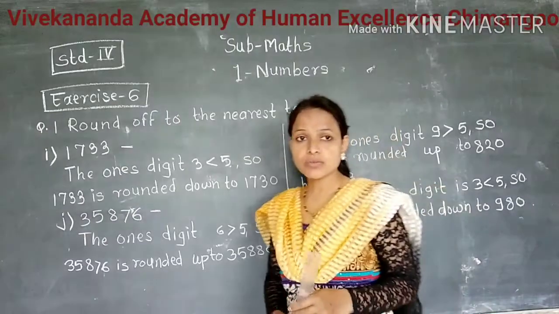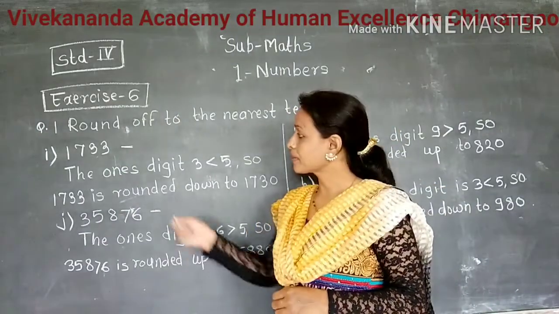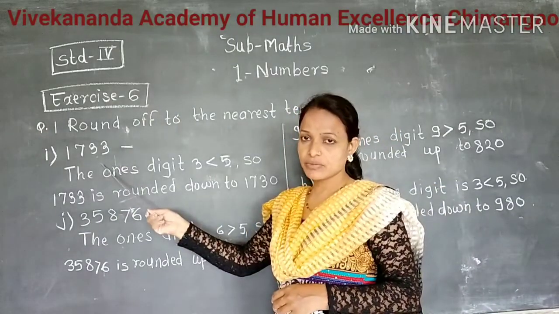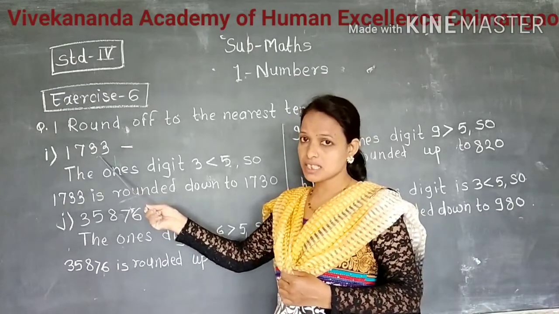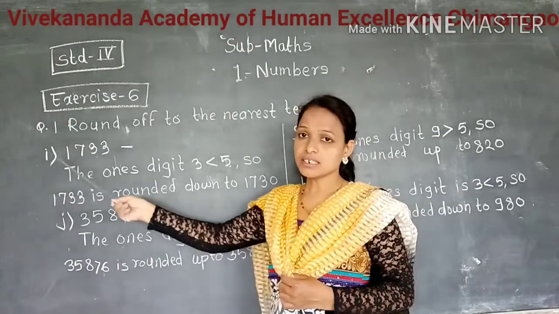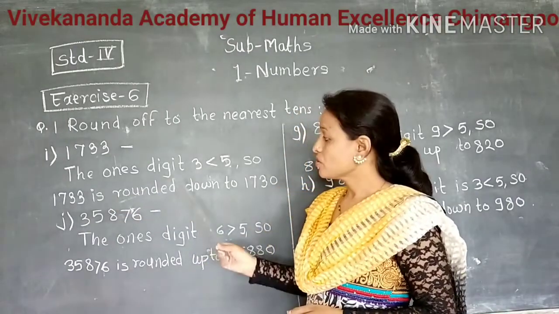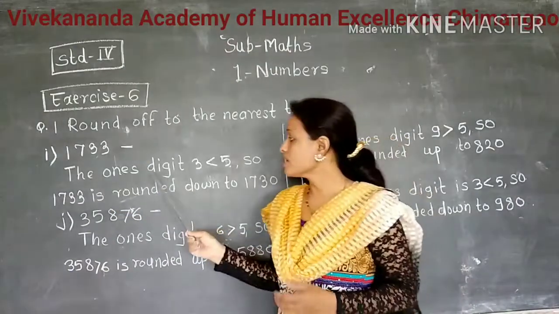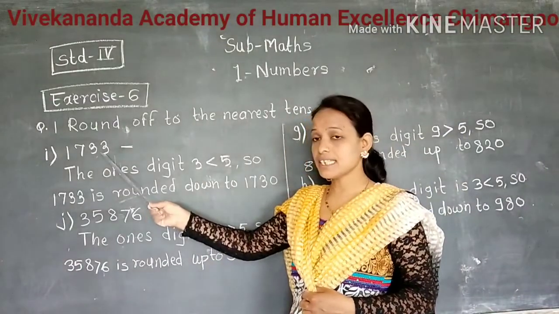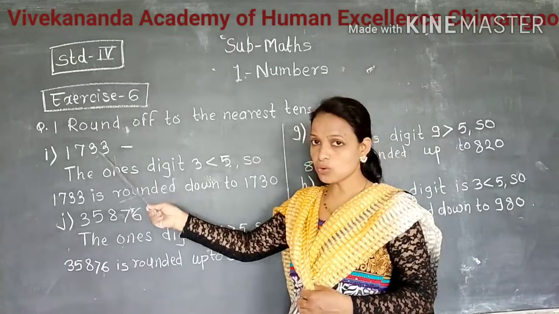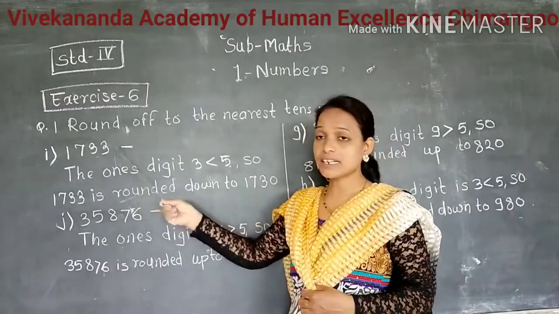Next, 1733. Here the ones digit is 3, which is less than 5. So the ones digit is replaced by 0 and the remaining keeps the same. So what is your answer? The ones digit 3 is less than 5. So 1733 is rounded down to 1730.